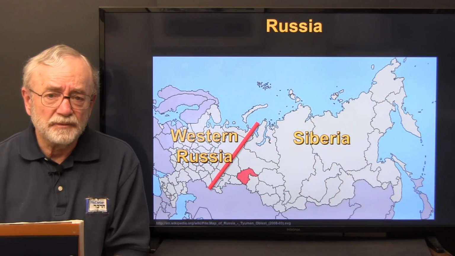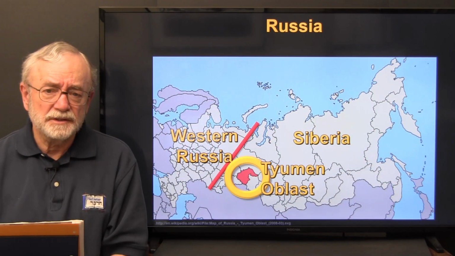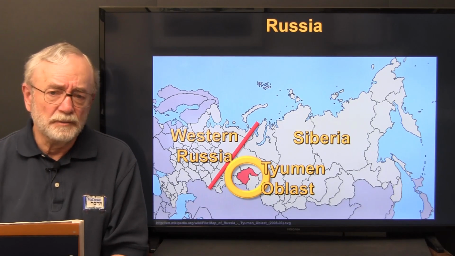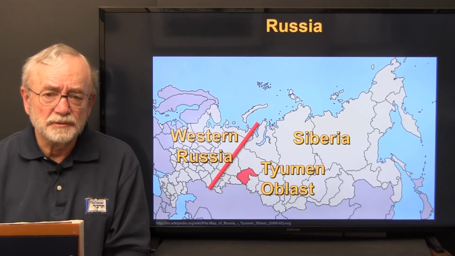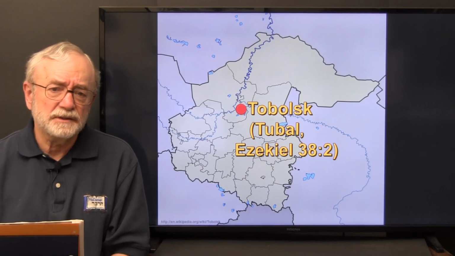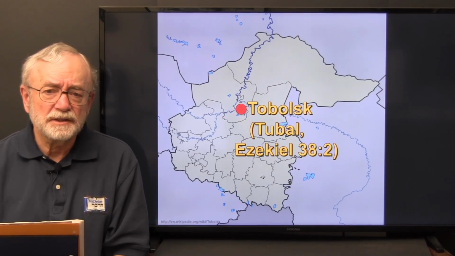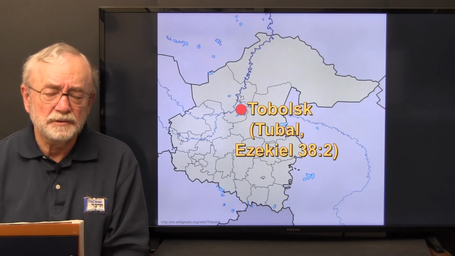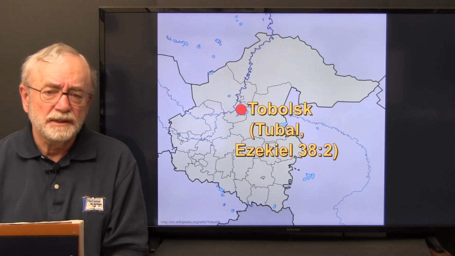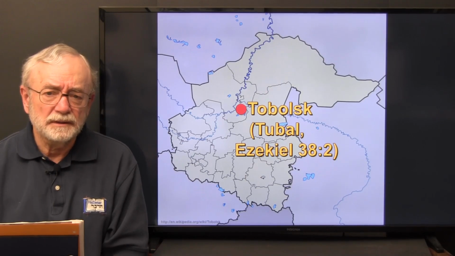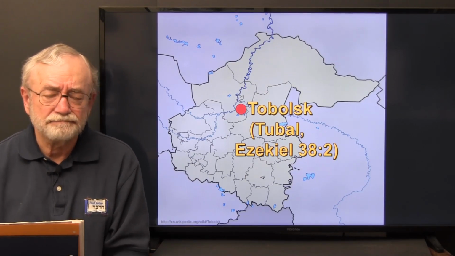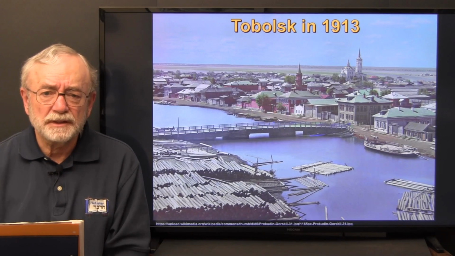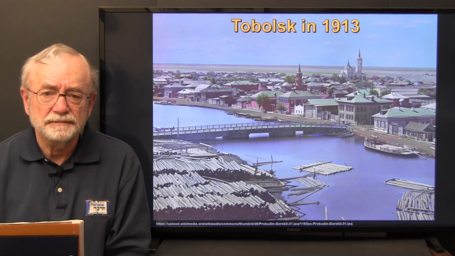Now here's another map of Western Russia and Siberia, but this time we can see the district of Tyumen Oblast. Now let's move in and take a close look at Tyumen Oblast. In this district, there's the city of Tobolsk, also known as Tubal in Ezekiel 38:2. This is Arnold's birthplace. He was born in Tubal in Tobolsk, Siberia. This is Tobolsk in 1913.